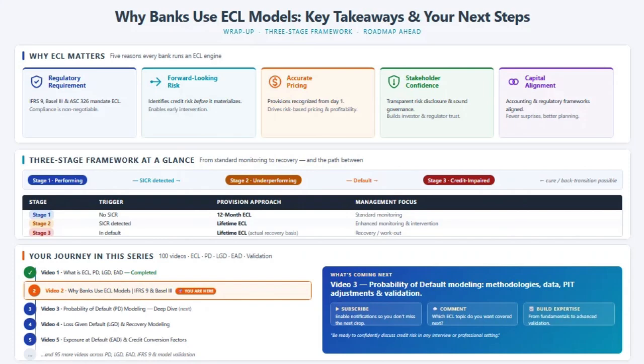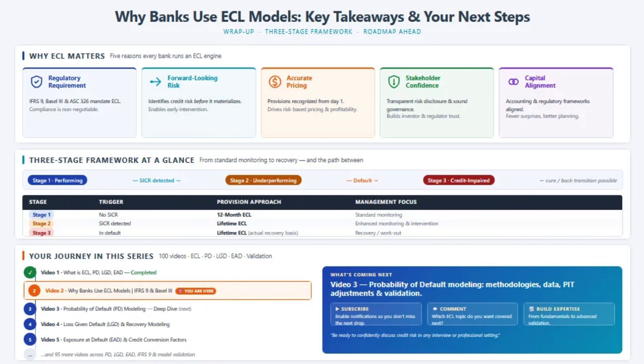They create incentives for risk based pricing. They enable early intervention in deteriorating credits. They build discipline through data requirements and validation frameworks. And they create transparency that ultimately strengthens financial stability.